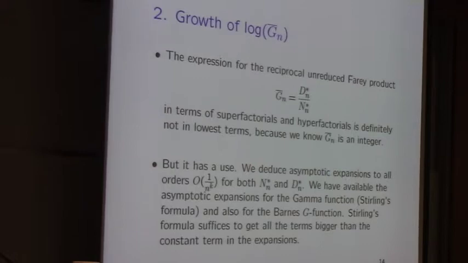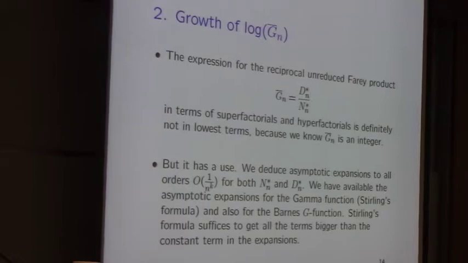But it's still nice. It's nice because d n and n n have very nice asymptotic expansion. And because of this, we can get a very good control over log g n, over the size of log g n. It will have a complete asymptotic series in powers of n.